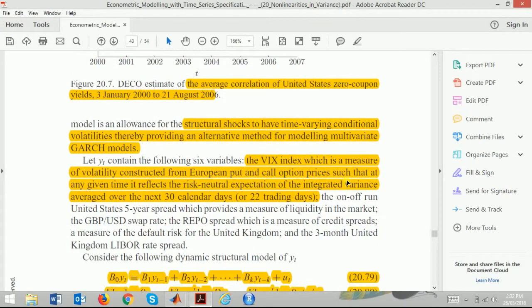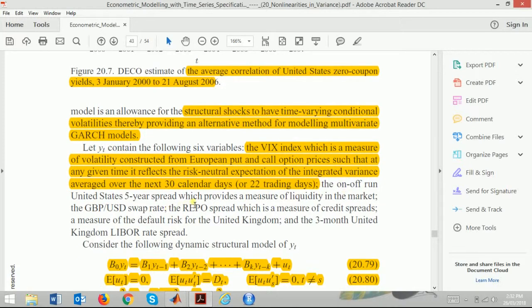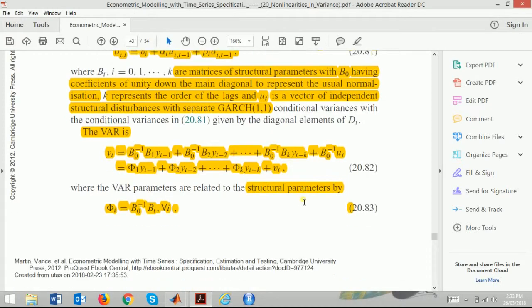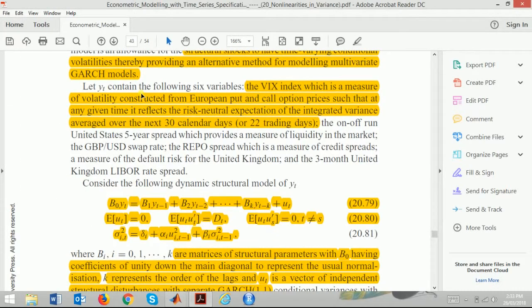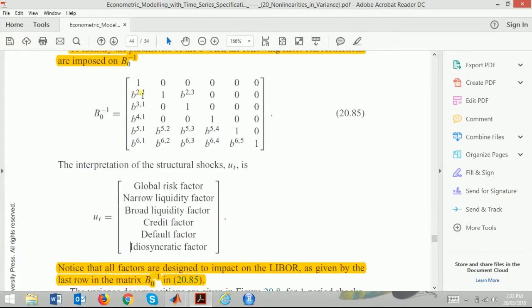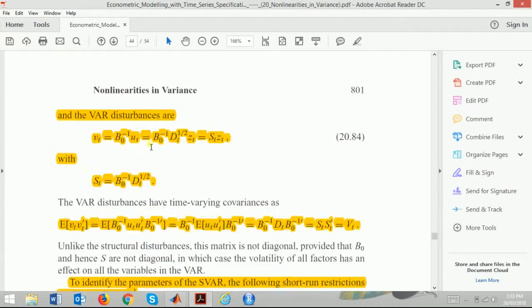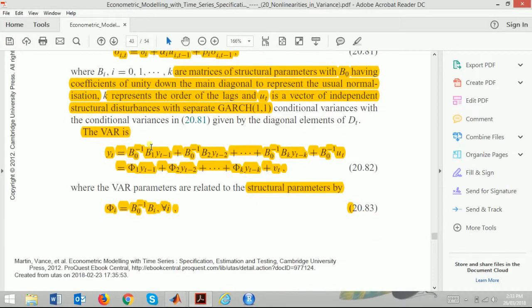One more time: VIX index, US 5-year spread, swap rate, repo rate, measure of default risk, so 3-month UK rate. VIX index, US something, what is US? VIX index, then on-off rate, measure of liquidity, US measure of liquidity, exchange rate, measure of liquidity, then exchange rate.